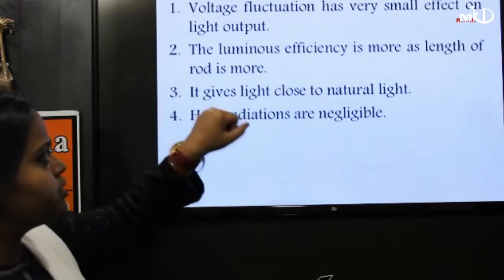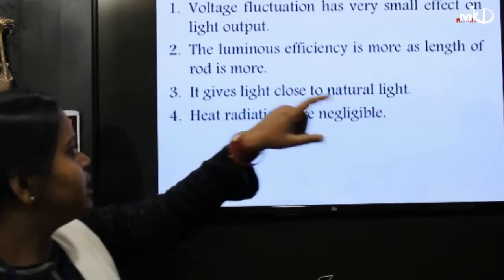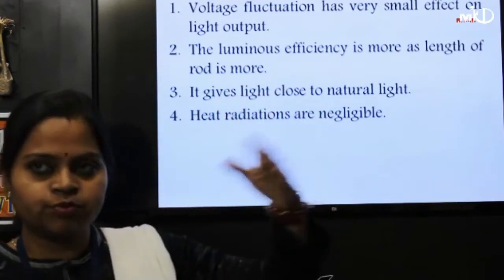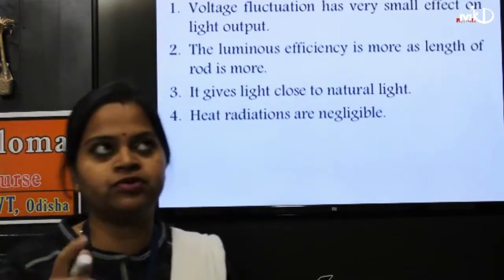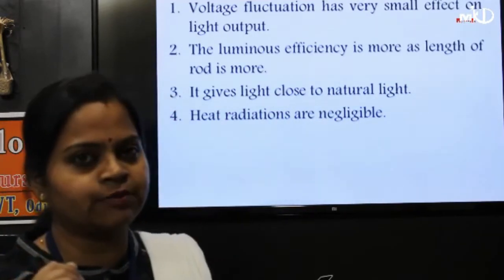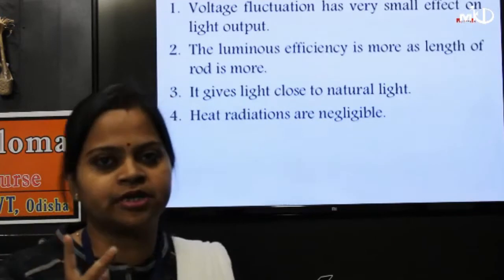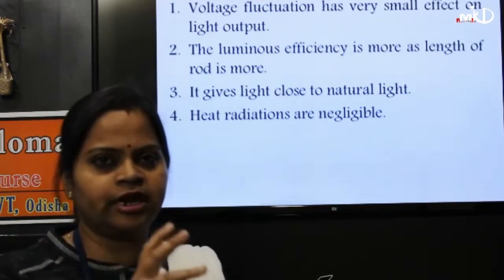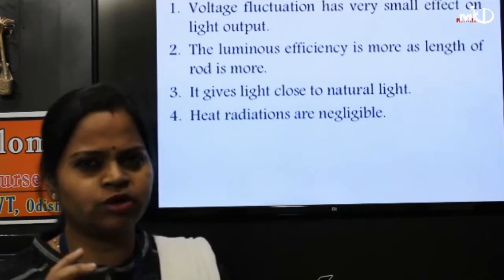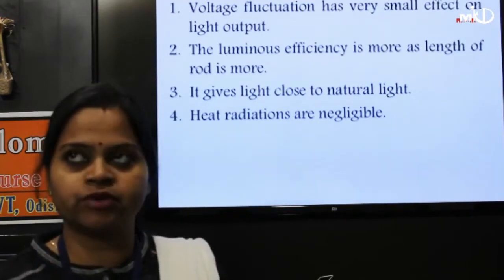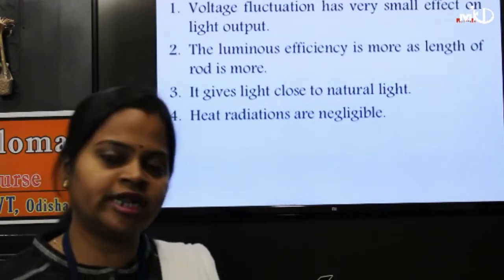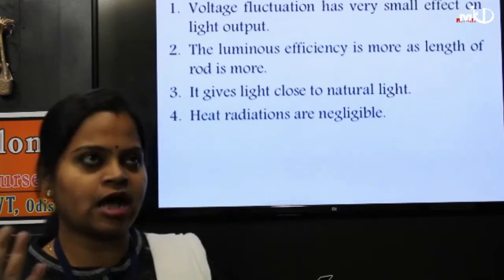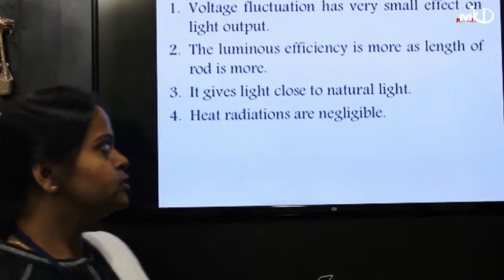Then the luminous efficiency is more as the length of the rod is more. Obviously, if the length of the rod is more, there is more light. If we compare an incandescent lamp and a fluorescent lamp, obviously the fluorescent lamp is better. When light comes to our eyes through an incandescent lamp, we have some problem. But when we are using a tube light, it is okay for our study, and that light is better as compared to an electric bulb.